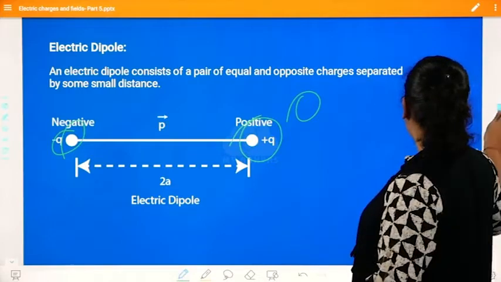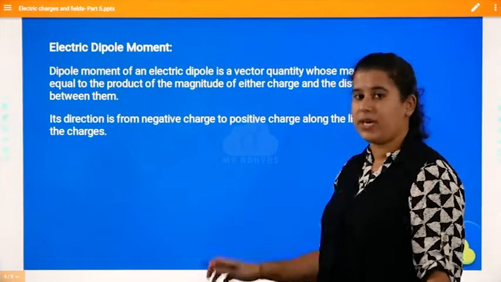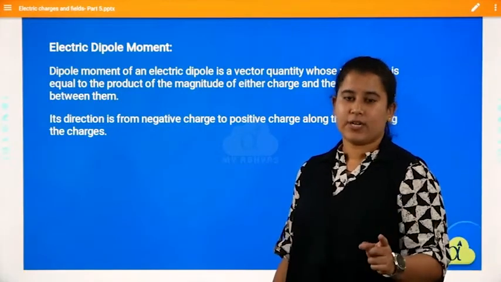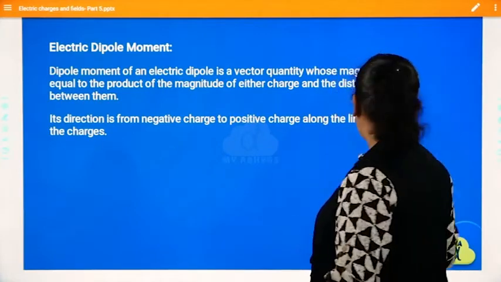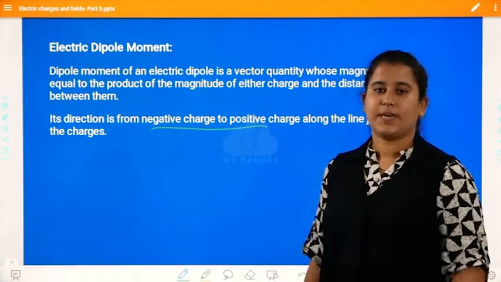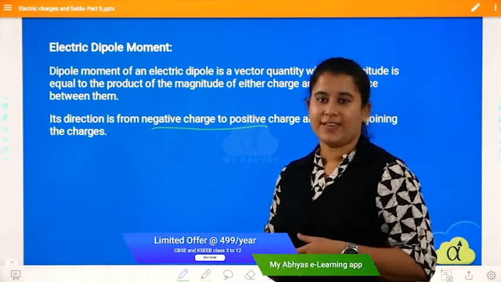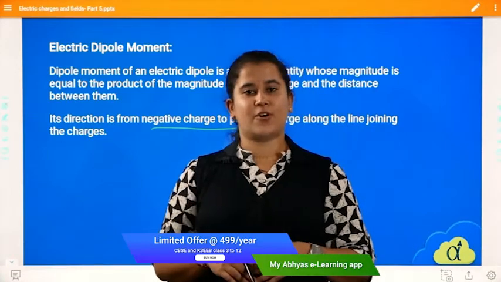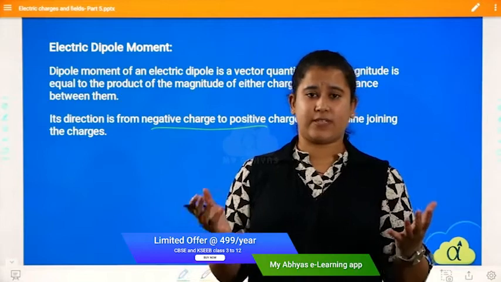But when I consider an electric dipole moment, the direction of the electric dipole moment is from the negative charge to the positive charge, along the line joining the charges. So this is the electric dipole moment, which is given by P.